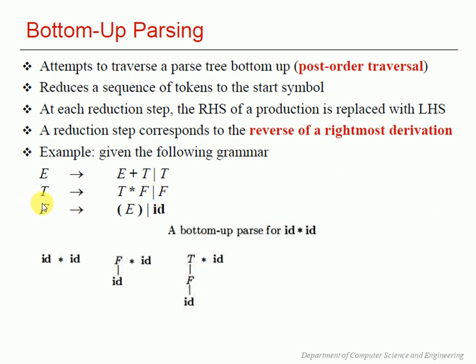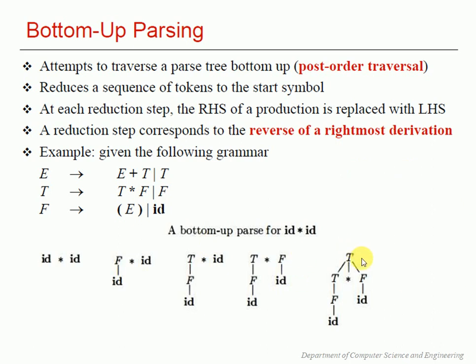Using this production, T gives F. So F becomes T, which makes it T star id. Now in the next step, again this id will be replaced using F, which makes it T star F. Now we have to see this string, and a substring of it has to form the right hand side. If you see, the whole of the string forms the right hand side of a production, which is T gives T star F. So T star F could be replaced using T, which happens in the next step.